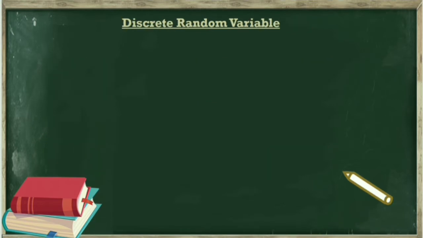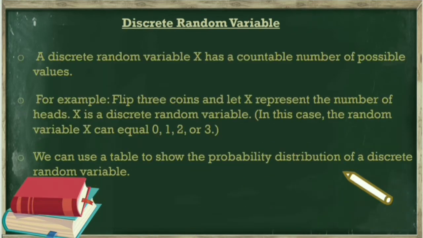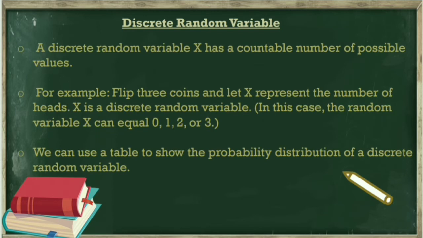Next one is discrete random variables. A discrete random variable x has a countable number of possible values. For example, flip 3 coins and let x represent the number of heads. X is a discrete random variable. In this case, the random variable x can equal 0, 1, 2 or 3. We can use a table to show the probability distribution of a discrete random variable.